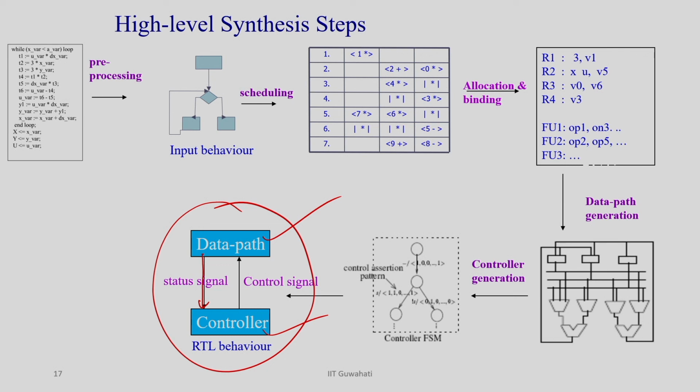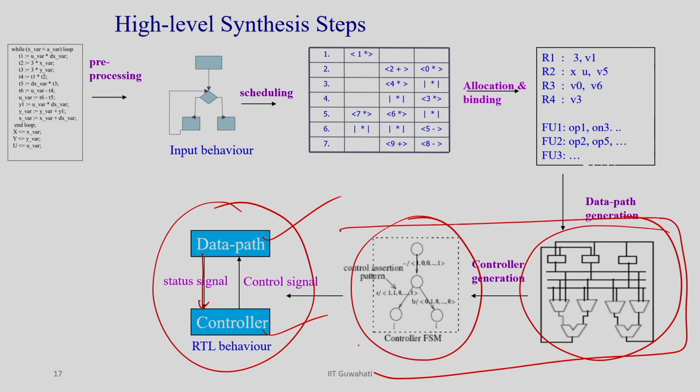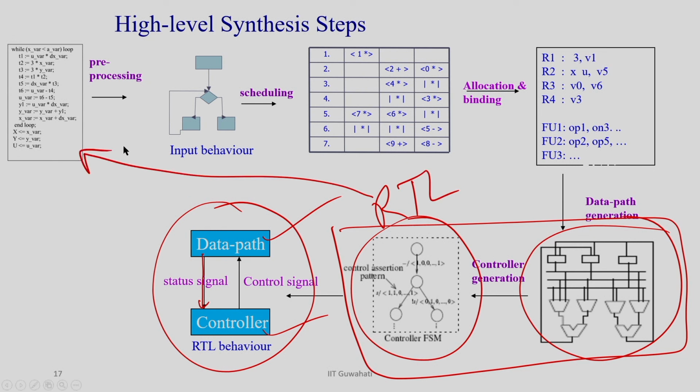So, once you have done that, your data path will look like this, your controller will look like this, and in combination this will be the RTL which will execute the input behavior that you have given to the high level synthesis tool, right. This is the automated conversion process, and as I mentioned, in this course I am going to look into the algorithms that do the scheduling, the algorithms that perform the allocation and binding, and the kind of algorithms that can automatically synthesize the data path and the controller. Okay. So, that will be a major portion of the course, which I am going to follow from the next week.